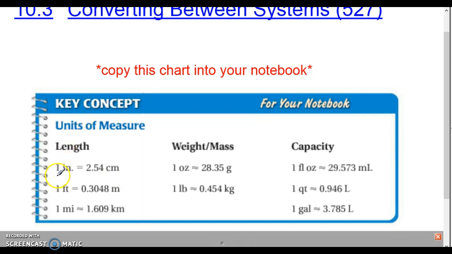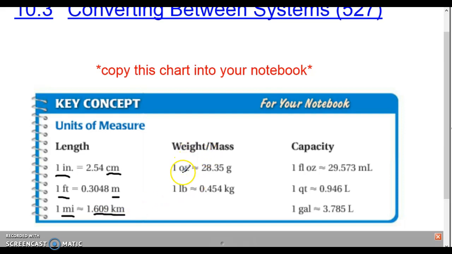So this first item right here is our customary system in the United States. And then centimeters, even though we use that a lot here in the US, centimeters is actually part of the metric system. So here we're going to convert between the two systems. This next one, 1 foot equals 0.3048 meters. Feet is again our system, and then meters is a metric system. The next one, 1 mile equals 1.609 kilometers. 1 mile is our system of units, and then kilometers would be the metric system.